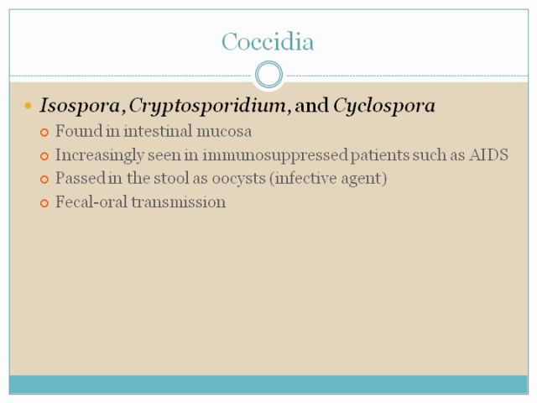All right, moving on to coccidia of importance. We have Isospora, Cryptosporidium, and Cyclospora. These are found in the intestinal mucosa, and they are seen more frequently in immunosuppressed patients such as AIDS patients. They are passed in the stool as oocysts, which are the infective agent, and they are usually passed via fecal-oral transmission.